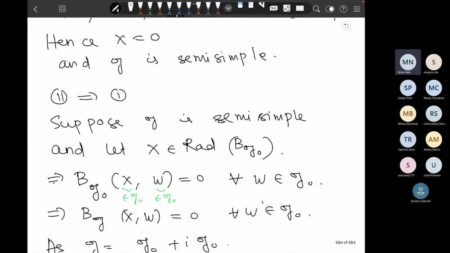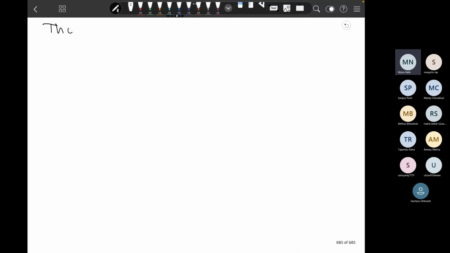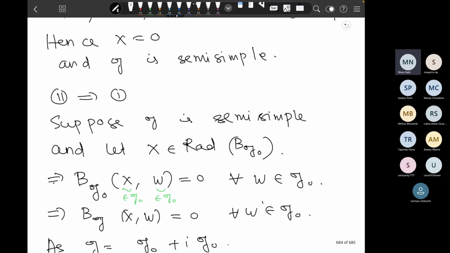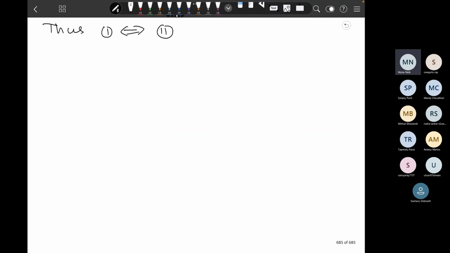Thus we have shown that 1 is equivalent to 2. Okay, so now I want to prove that G is semi-simple implies that GR is semi-simple. So 2 implies 3 I am proving. So let G be semi-simple.